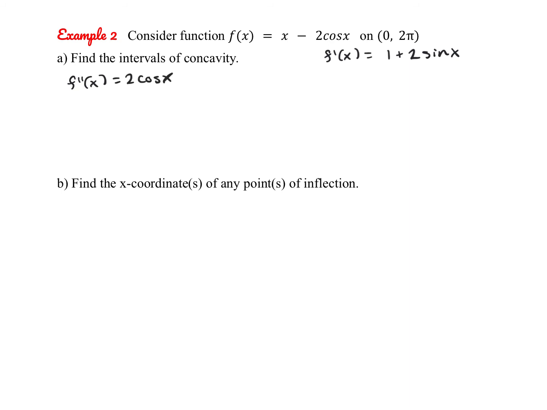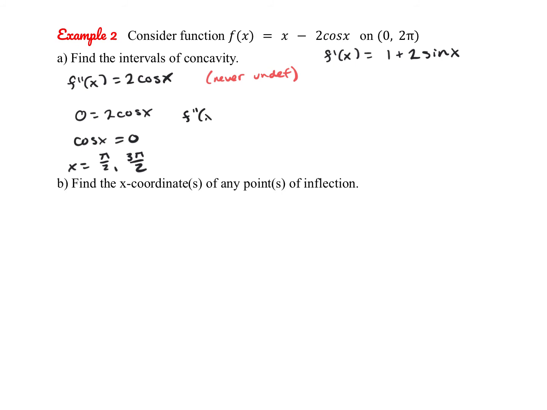So remember, for the points of inflection, to see where it changes concavity, we're looking for when our second derivative is 0 or undefined. This will never be undefined, so I'm going to make a little note, never undefined. So we will first look for when our second derivative is equal to 0. So whenever the cosine of x is equal to 0 within this interval, we know that that occurs at pi over 2 and 3 pi over 2.